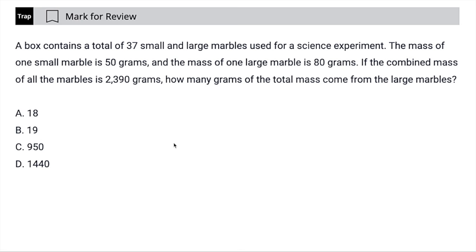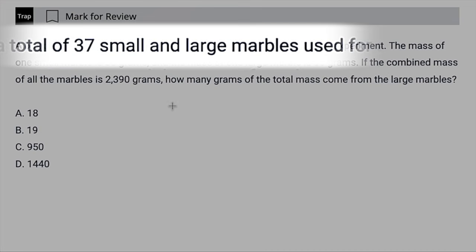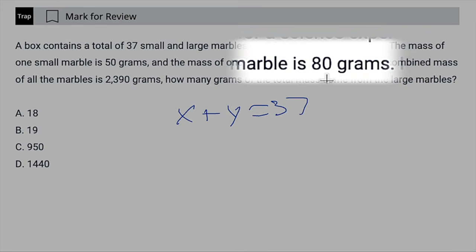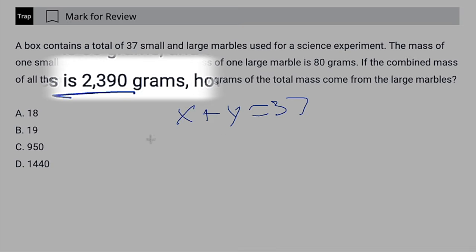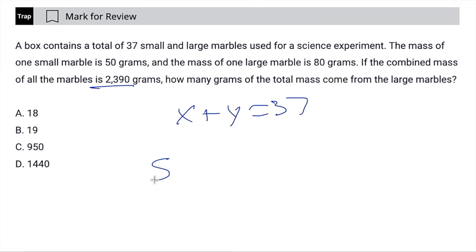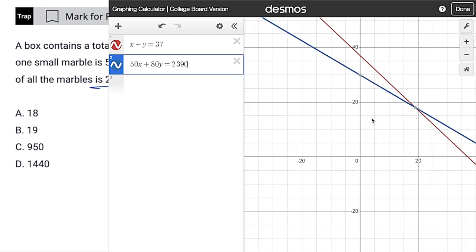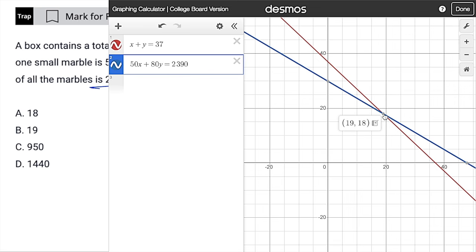On this question, for example, we're dealing with a system of equations, right? We know we've got 37 large and small marbles. So if we think of total marbles, we could think x plus y equals 37. We also know that we've got 50-gram marbles and 80-gram marbles for a total of 2,390 grams. So we could think 50x plus 80y equals 2390. And I'll throw this into Desmos. From here, we find our intersection and we're seeing 19 for x and 18 for y.